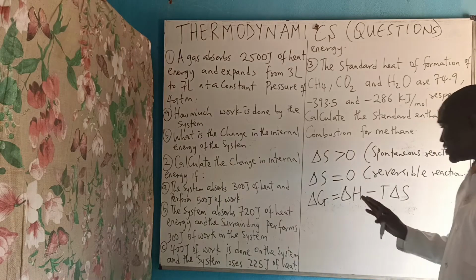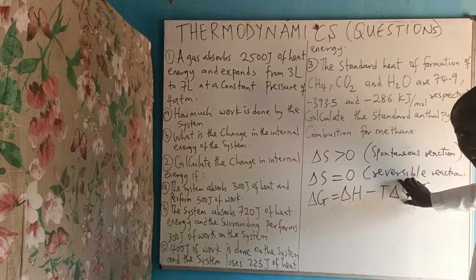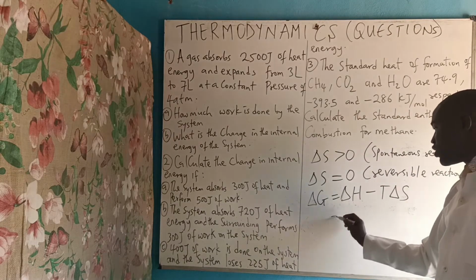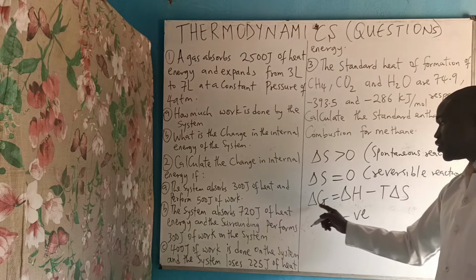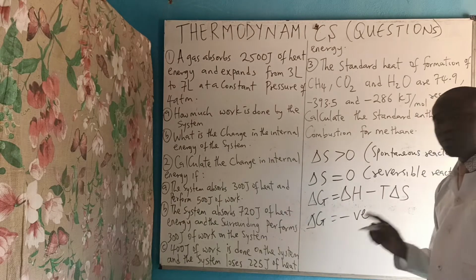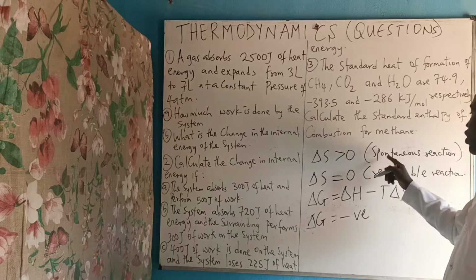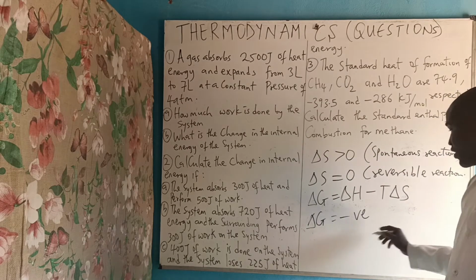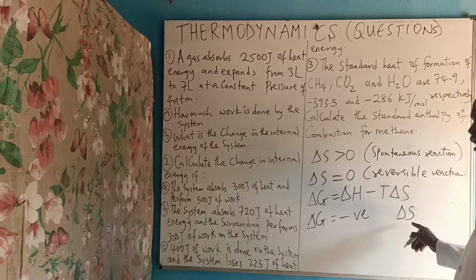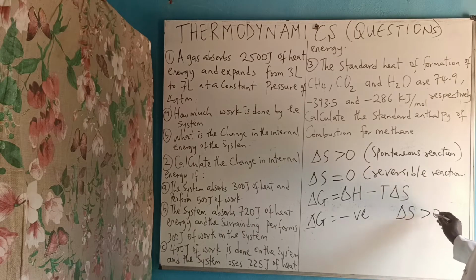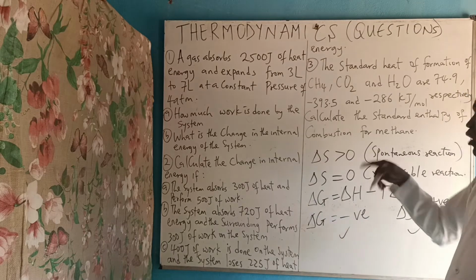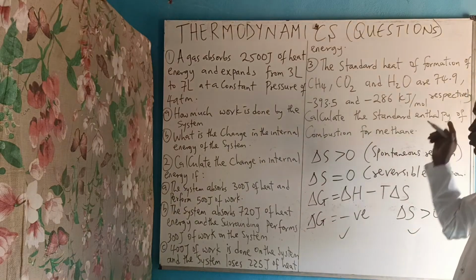I don't know if you're getting it. Once this is very high, this will be very low because it will be giving you a negative answer. So this will be very low. That means for a reaction to be spontaneous, the Gibbs free energy should be negative and entropy change should be greater than 0, that is, positive. These are two conditions that will make a reaction very spontaneous.